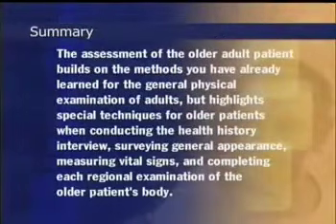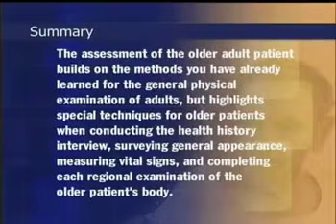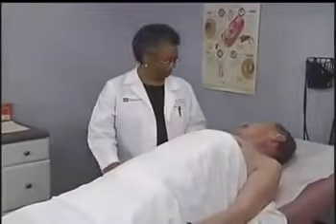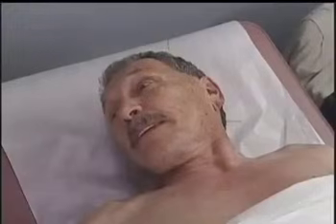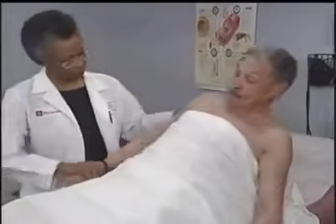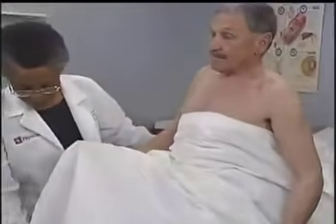In summary, the assessment of the older adult patient builds on the methods you have already learned for the general physical examination of adults, but highlights special techniques for older patients when conducting the health history interview, surveying general appearance, measuring vital signs, and completing each regional examination of the older patient's body. By practicing a functional and systematic assessment of your elderly patients, you can promote and protect the health and well-being of the fastest growing segment of our population, older adults.